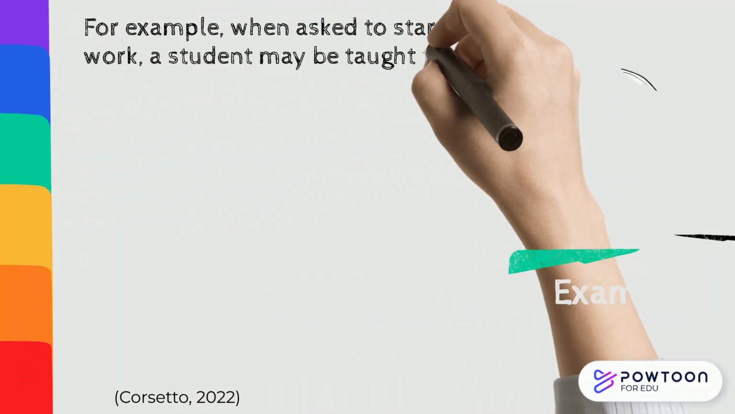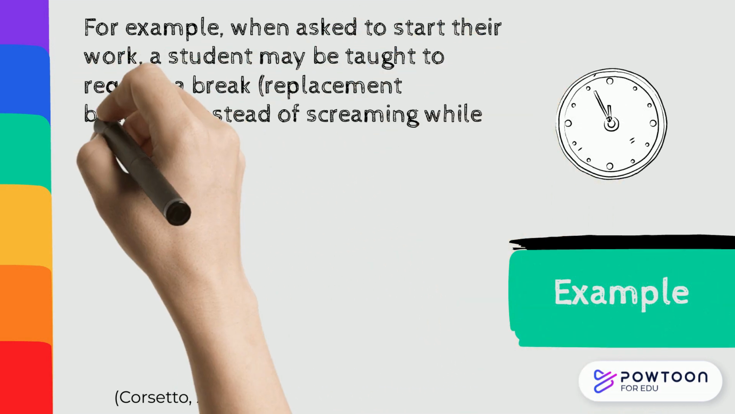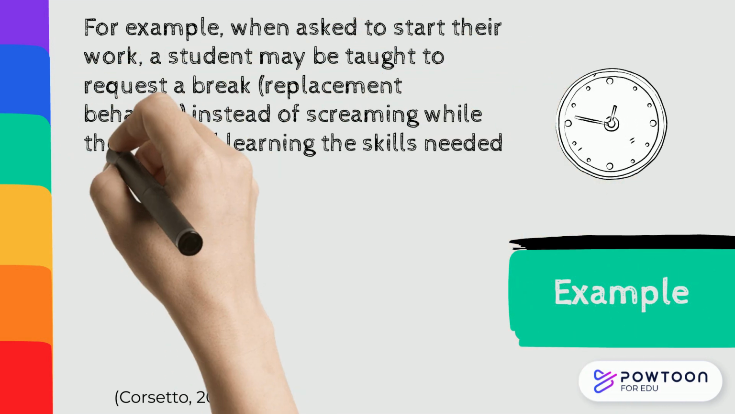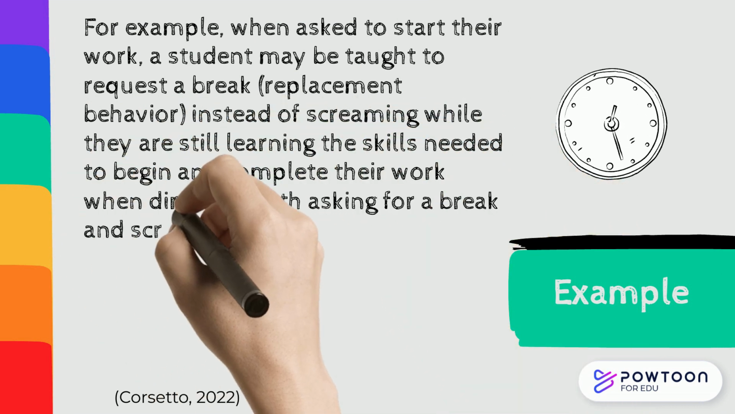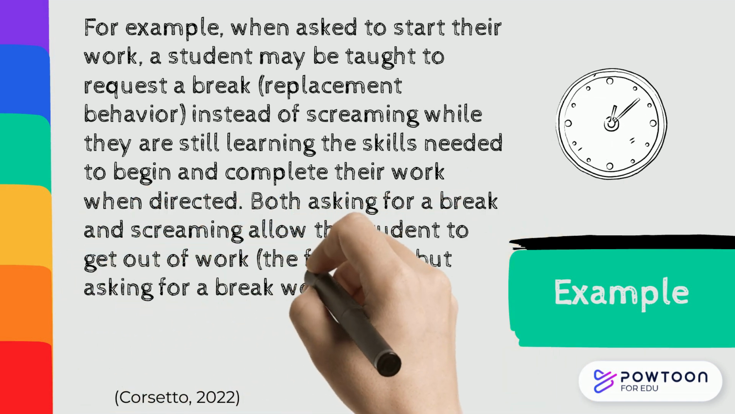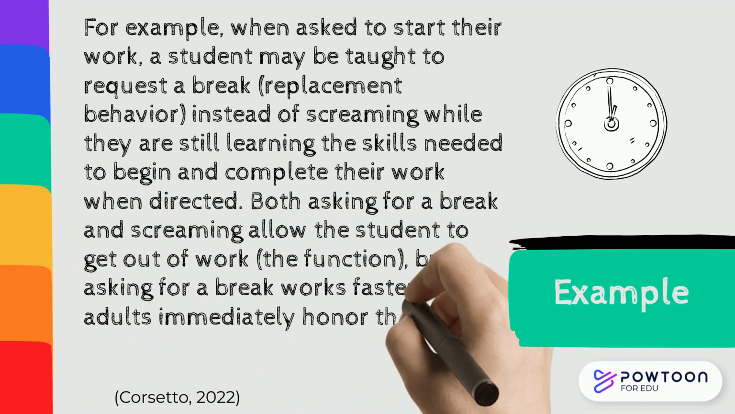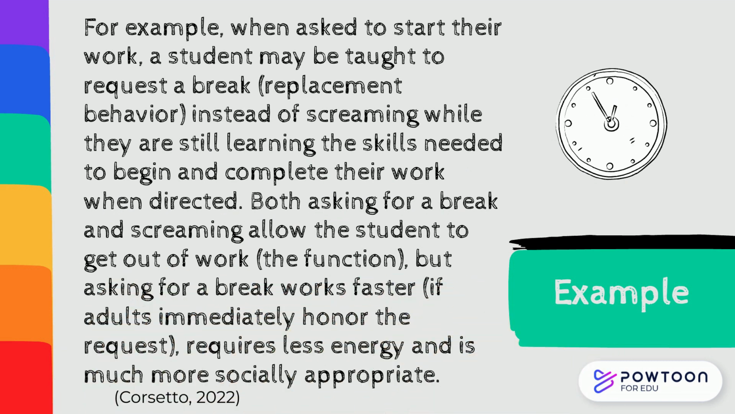All right, let's give an example. When asked to start their work, a student may be taught to request a break, which is the replacement behavior, instead of screaming while they are still learning the skills needed to begin and complete their work when directed. Both asking for a break and screaming allows the student to get out of work, which is the function. But asking for a break works faster, that is, if the adult immediately honors the request, and requires less energy and is much more socially appropriate.